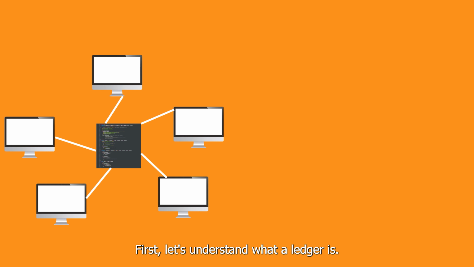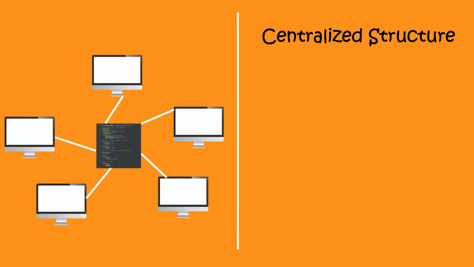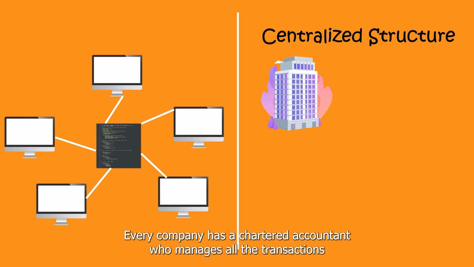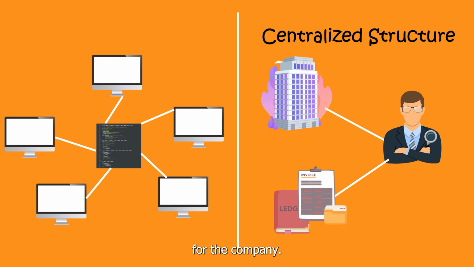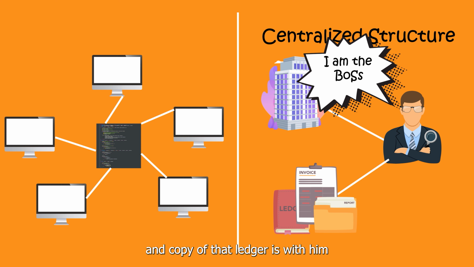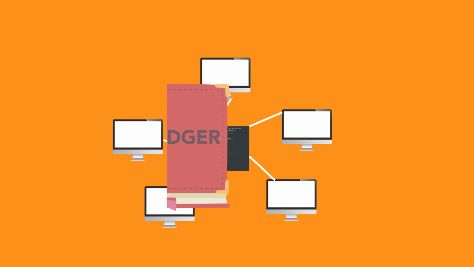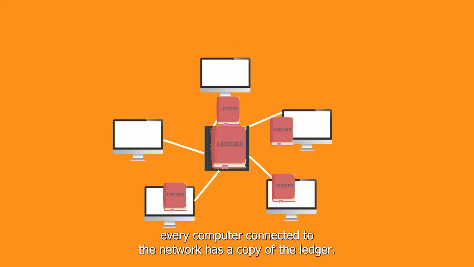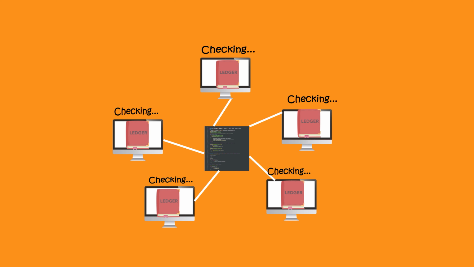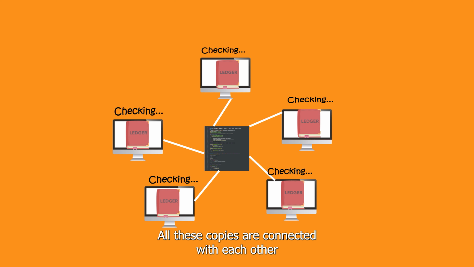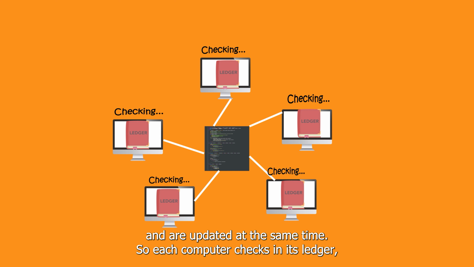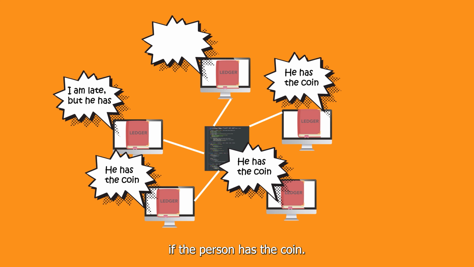First, let us understand what a ledger is. Every company has a chartered accountant who manages all the transactions for the company, and a copy of that ledger is with him. This structure is centralized. But in Bitcoin software, every computer connected to the network has a copy of the ledger. All these copies are connected with each other and are updated at the same time. So each computer checks in its ledger if the person has the coin.